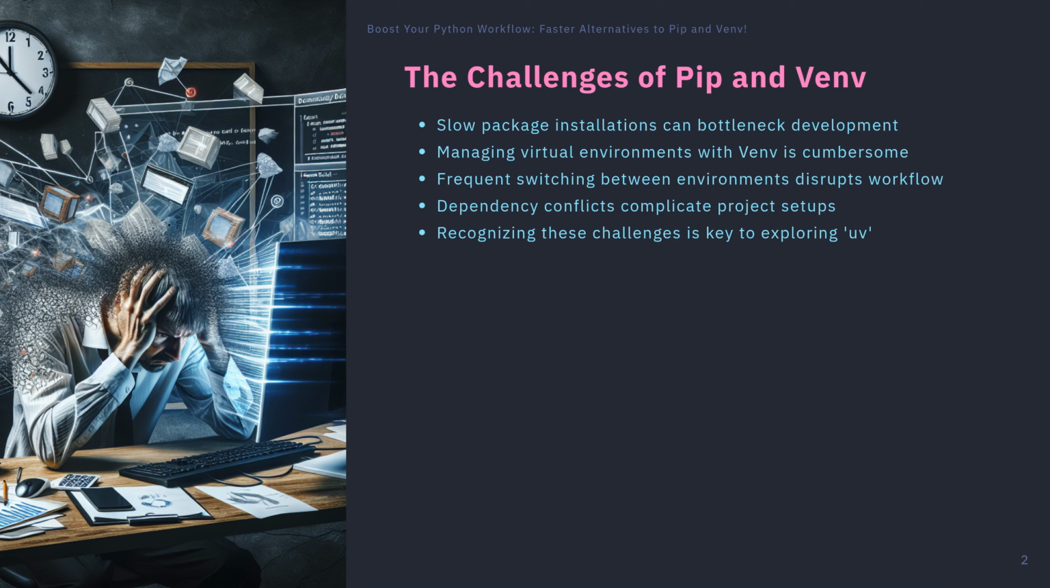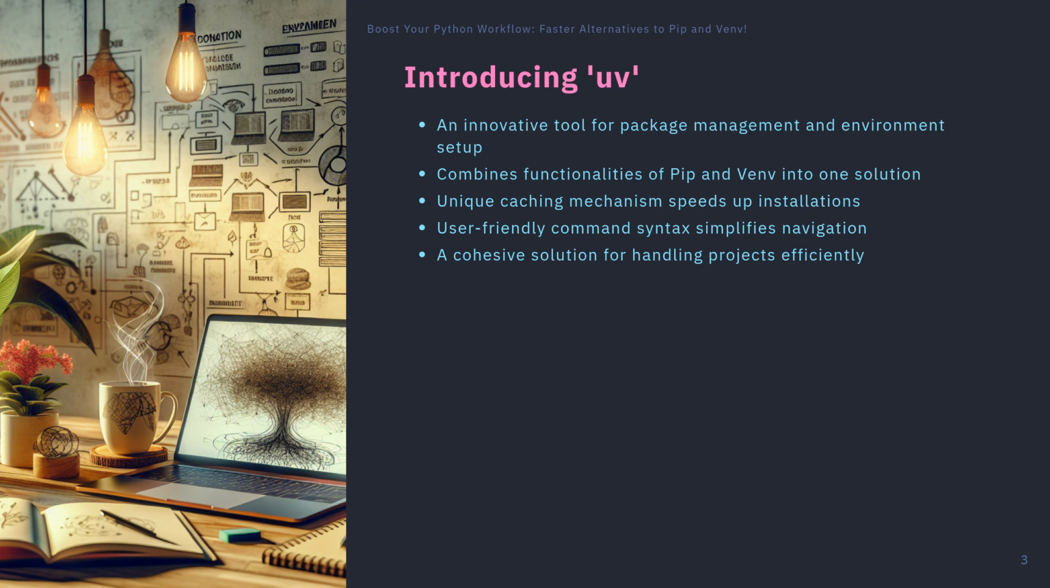Furthermore, dependency conflicts often arise when different projects require different versions of the same package, complicating the development process. These challenges not only slow down productivity, but can also lead to errors and inconsistencies in project setups. Understanding these limitations is crucial as we move forward to explore how UV addresses these issues and offers a more efficient alternative. UV is an innovative tool designed to simplify and accelerate Python package management and environment setup.